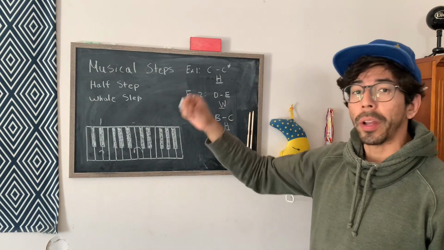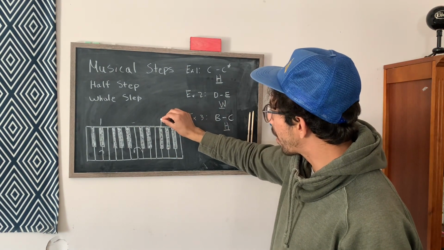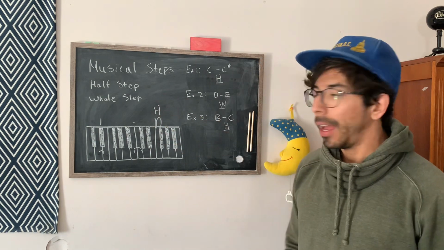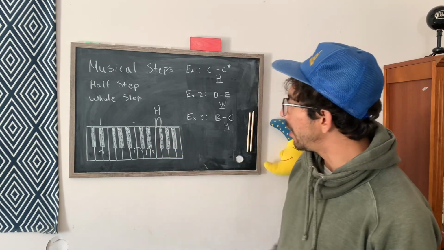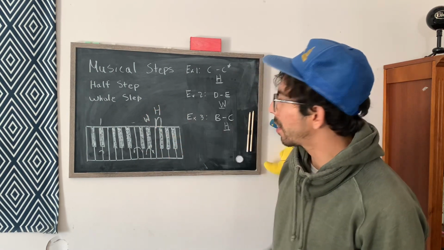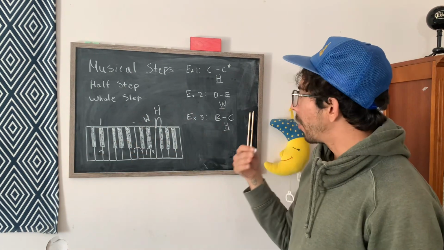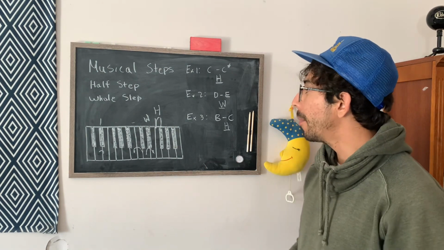This also works for going backwards. If I'm starting here at F sharp and I go down to F, that would be a half step. And if I'm starting at E and going down to D, that would be a whole step. So it works going down or up on the keyboard, but either way it's going to be a half step or a whole step.